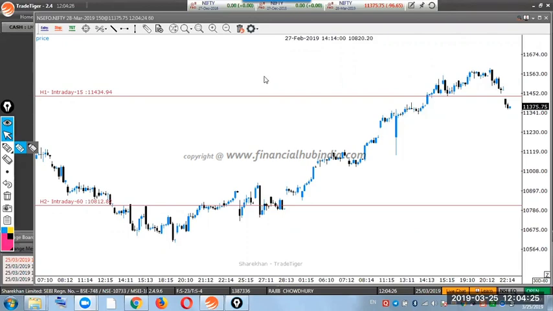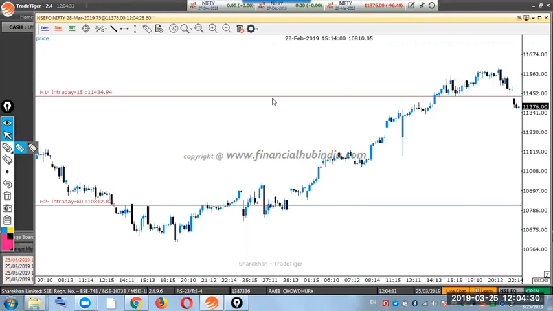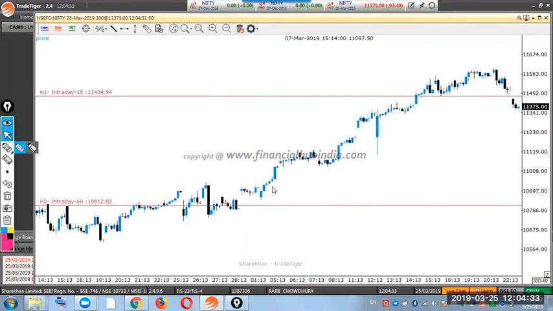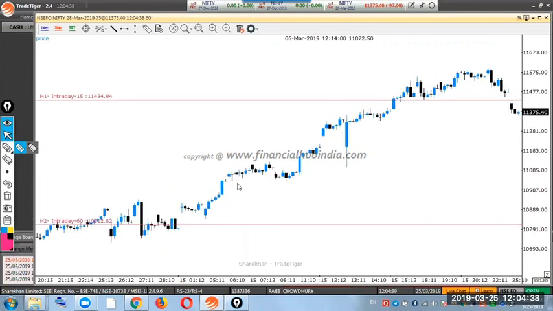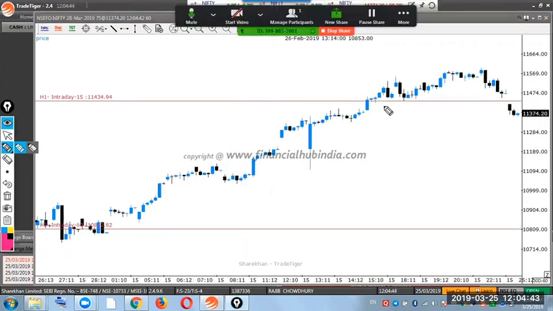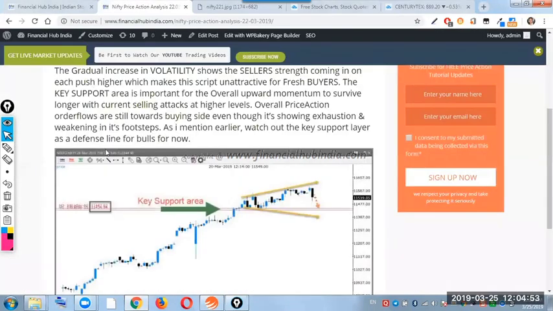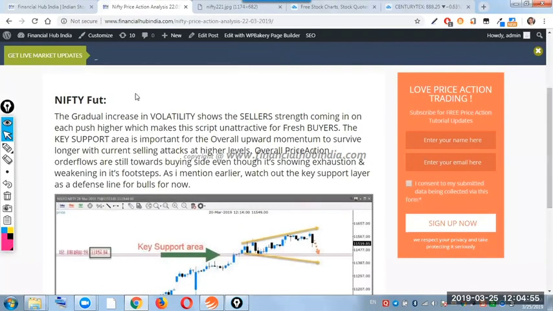Okay, this is just to add to the previous lesson. This is a Nifty chart. We have a similar example over here. Here, if you see, we have this non-volatile structure moving up, up, up, up, and then we start seeing volatility over here. Volatility pushing in, and the same is being discussed here as well, if you have been following. The gradual increase in volatility shows the seller's strength coming in.